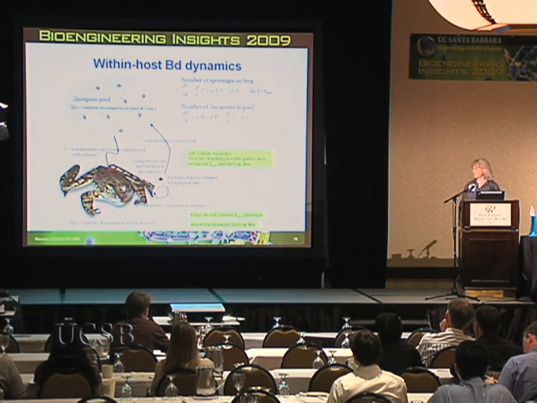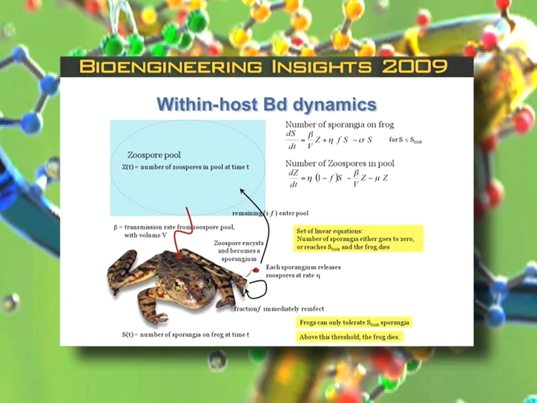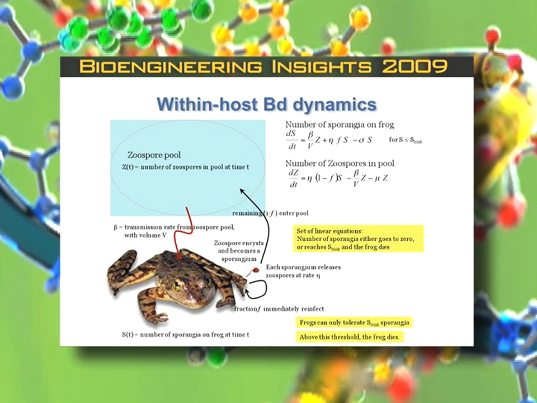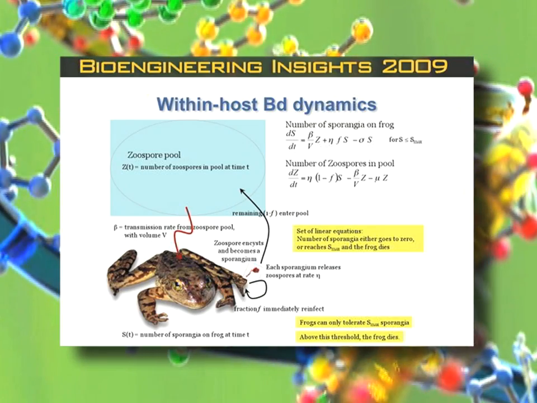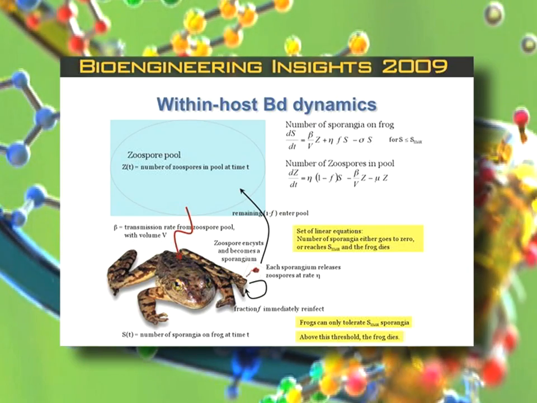What we assume in the model, which seems to be consistent with what we see in lab experiments, is that the frogs can tolerate only some maximum level of zoospores before they die. We assume that above this threshold, the frog dies. This simple model with a single frog is just a set of linear equations. Here I've shown the deterministic version of it. Stochasticity is obviously very important in this system, and so we've done stochastic versions of it as well.